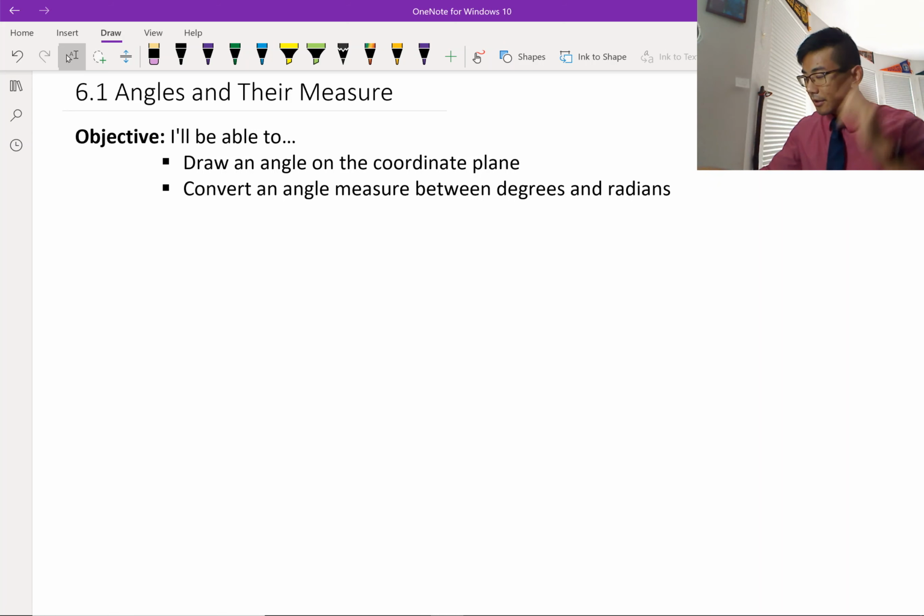Alrighty, real quick, second video here. We're going to talk about how to convert between degrees and radians. And I'm not going to talk about what a radian is because we're going to do that in class. But here's just how you do it.